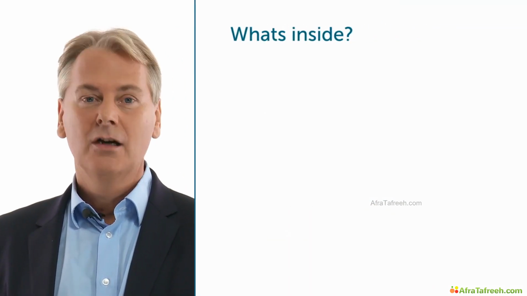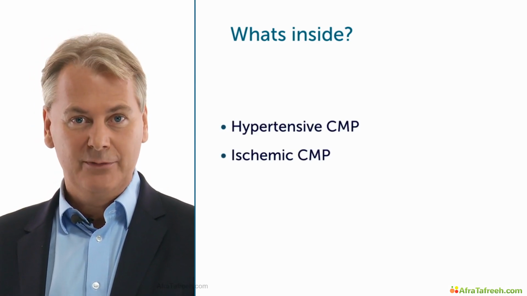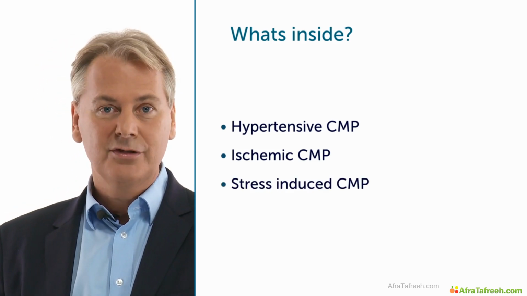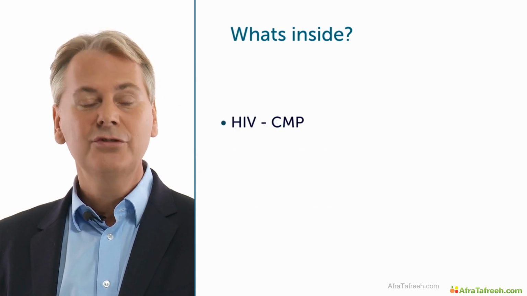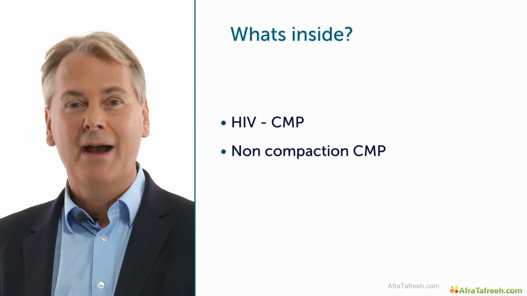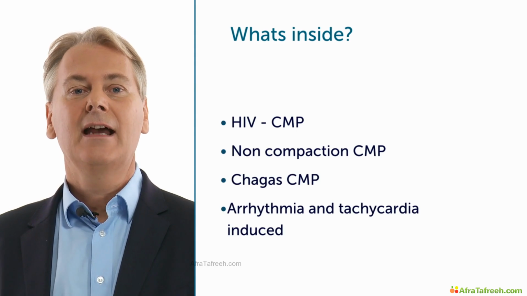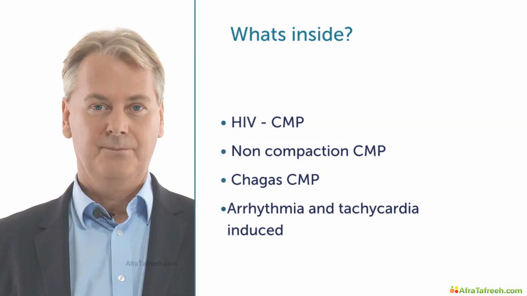What you learned so far applies to all patients who have dilated cardiomyopathy. Now we're going to look at some specific forms. What is inside this chapter? We'll be looking at hypertensive cardiomyopathy, ischemic cardiomyopathy, stress-induced, peripartal, HIV-induced cardiomyopathy, non-compaction syndrome, Chagas cardiomyopathy, and finally at arrhythmias and tachycardia-induced cardiomyopathies.